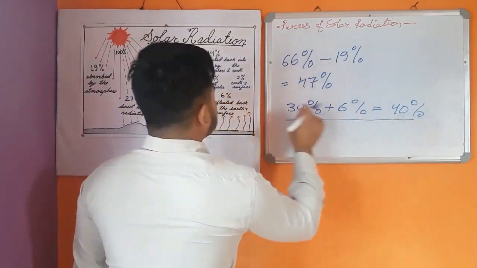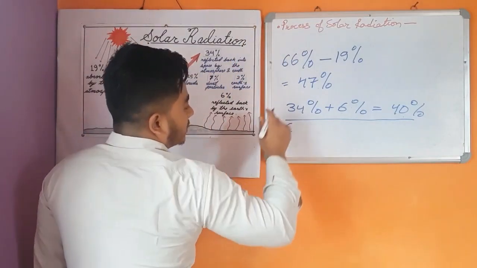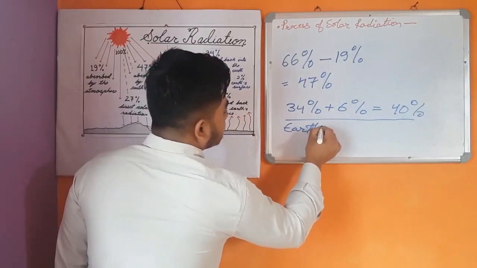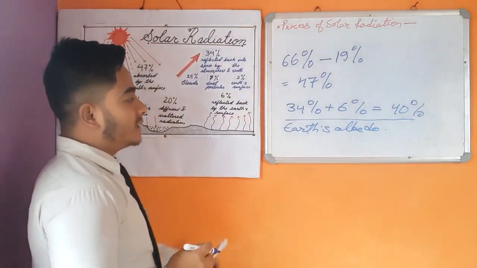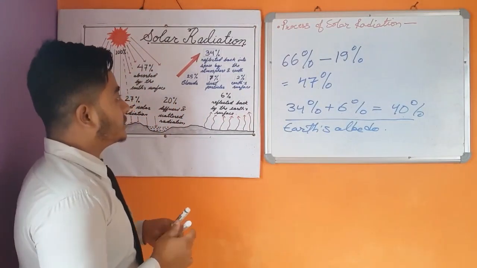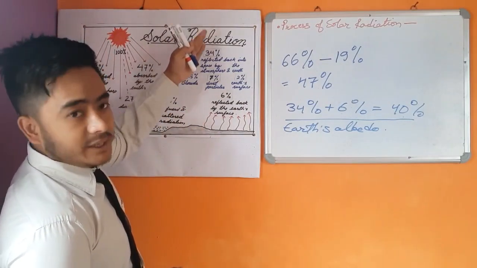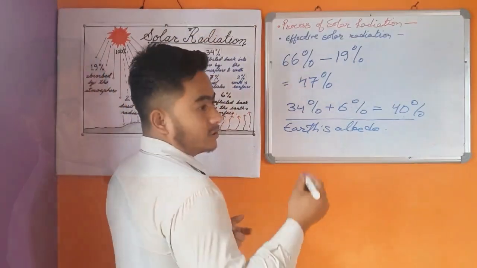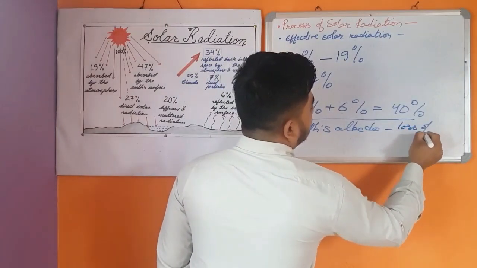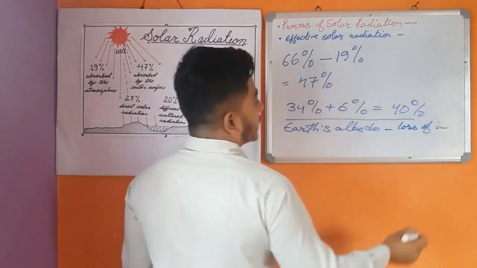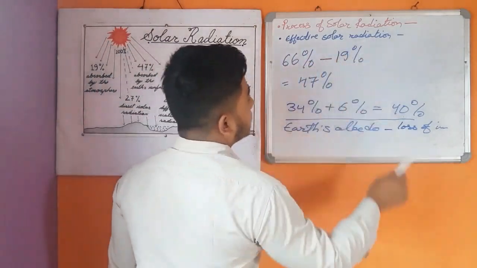And this process of reflection of the incoming solar radiation back into the atmosphere or into the space is called Earth's albedo. Earth's albedo is the process by which the incoming solar radiation is reflected back into the atmosphere. In short, it can be said that Earth's albedo is loss of insolation. So now, let us learn about effective solar radiation.